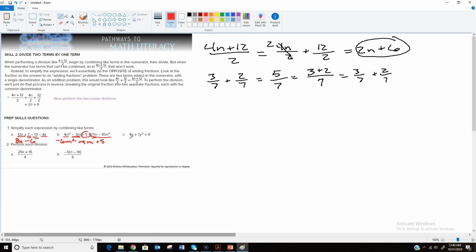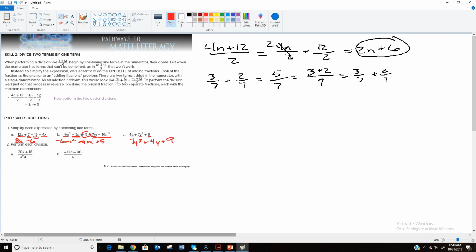And here, we don't have any like terms. There's a y cubed, there's no other y cubes. There's a y, no other y's. And there's a 9. So this is already in simplified form. I'm just going to put it in descending order with the highest power first, but you really wouldn't have to do that, and there's no like terms to combine.